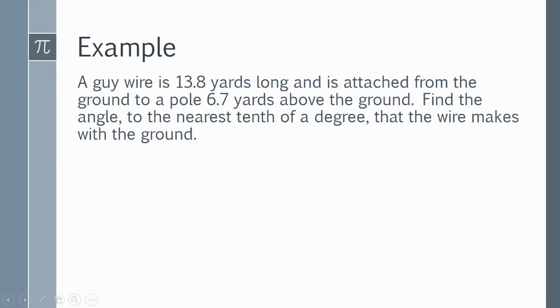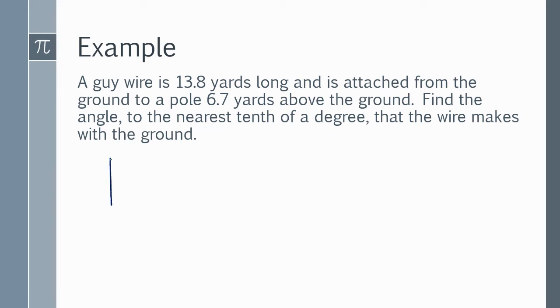Let's do another one. It says a guy wire is 13.8 yards long and is attached from the ground to a pole 6.7 yards above the ground. Find the angle to the nearest tenth of a degree that the wire makes with the ground.